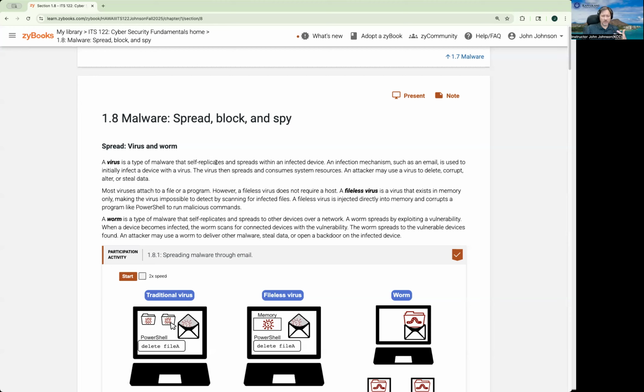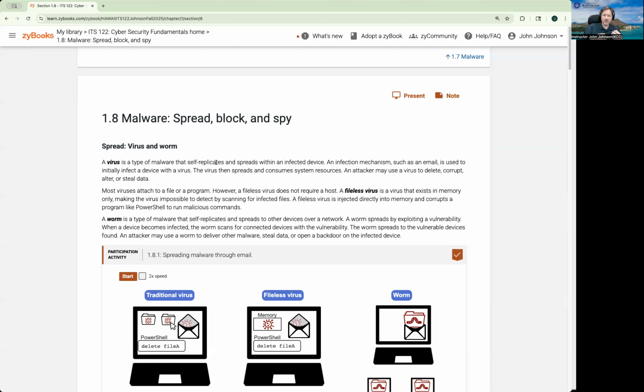Then you've got newer ones like fileless viruses, and they don't require a host. So viruses normally attach to a file, and whenever you run that file, it wakes it up, and then it goes and it infects other files. So that's how viruses generally work. But then you have more modern ones. You have the fileless virus, and those don't require a host.